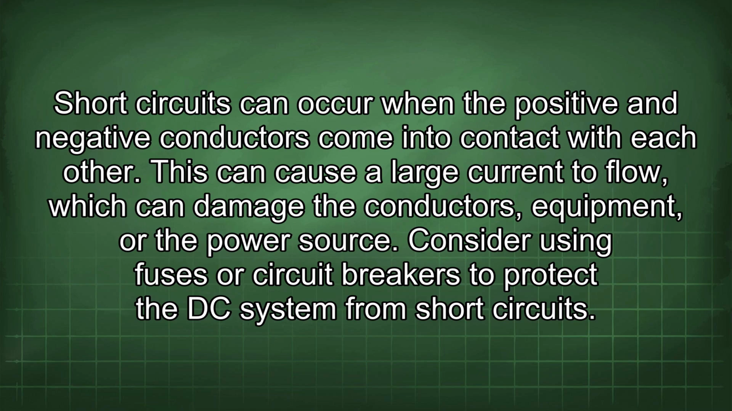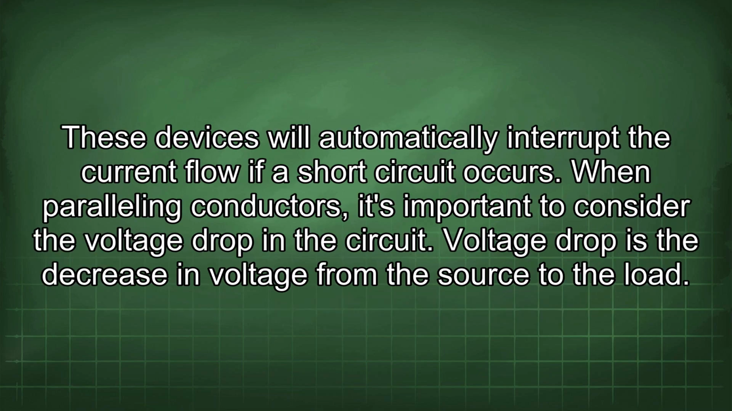Short circuits can occur when the positive and negative conductors come into contact with each other. This can cause a large current to flow, which can damage the conductors, the equipment, or the power source. Consider using fuses or circuit breakers to protect the DC system from short circuits. These devices will automatically interrupt the current flow if a short circuit occurs.